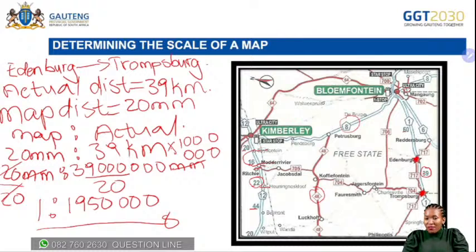Guys, this is how you determine the scale of a map. You must have the actual distance, and then you can determine the distance on the map using your ruler. And once you have those two values, you follow all the same procedures as when you're working with the bar scale: the units must be the same, and then you simplify your scale and leave it in unit format.